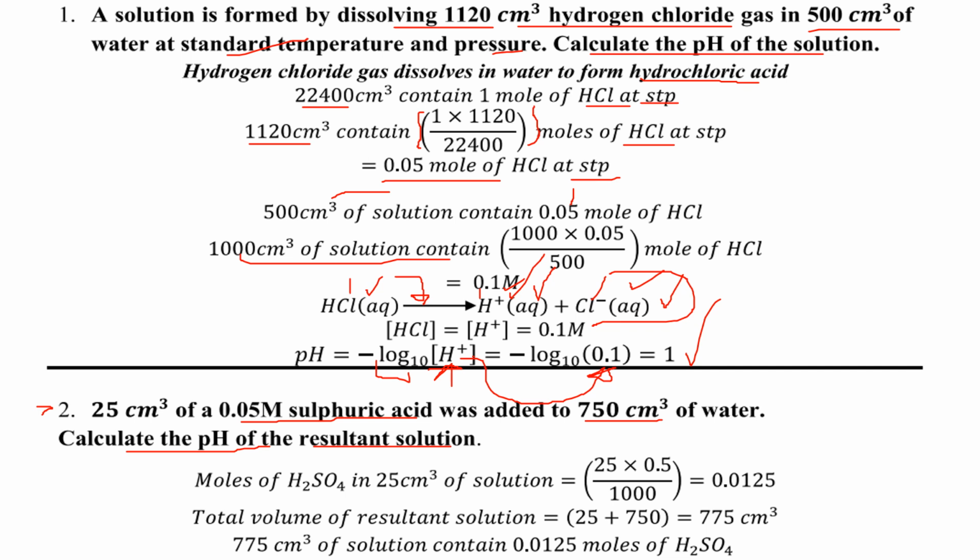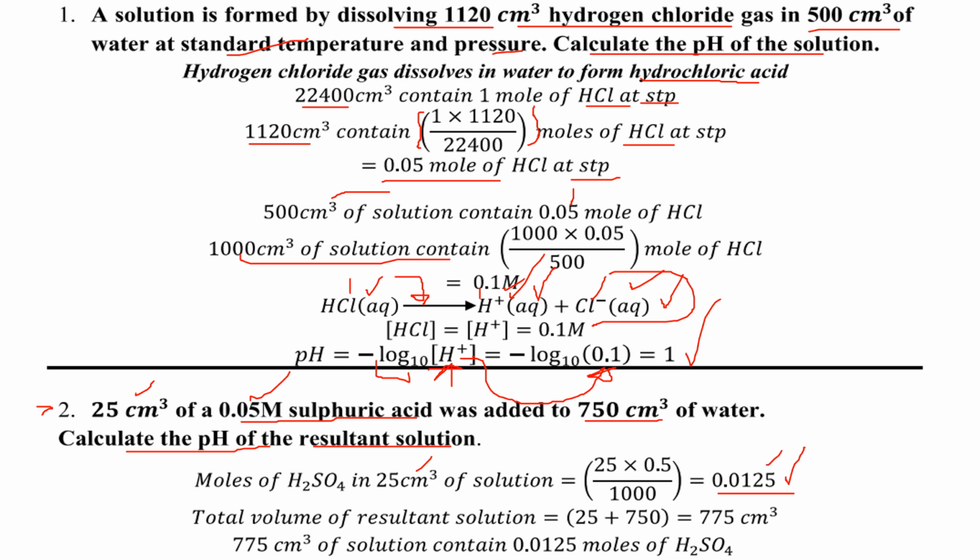Finding the moles of the sulfuric acid that were present here, we are going to say that 1000 centimeters cubed contain this. What about the 25 centimeters cubed? It contains which moles? These are the moles that we added to water, and we added them to 750 centimeters cubed of water. So we expect the 750 centimeters cubed of water to contain these moles.